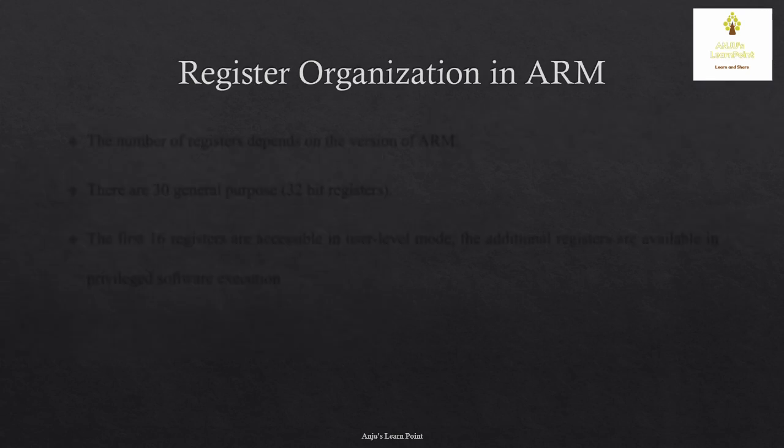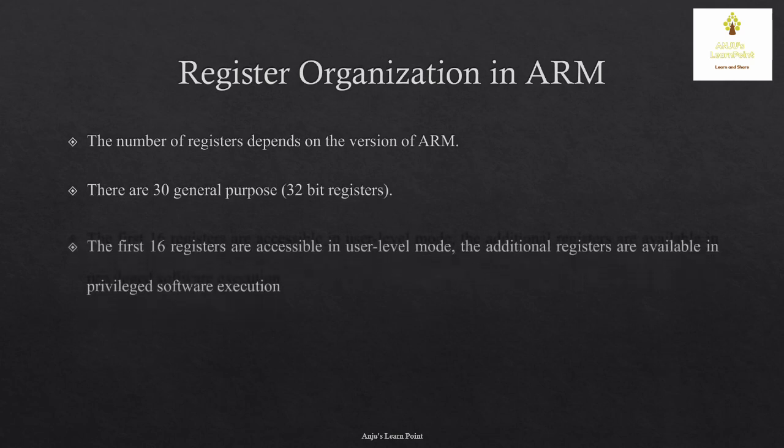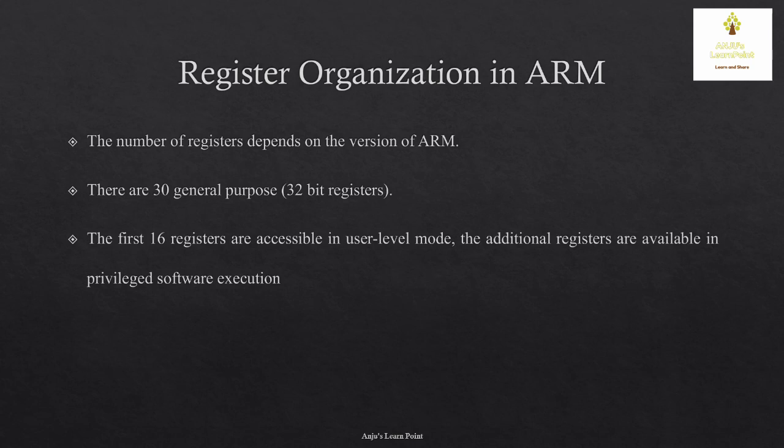So, register organization in ARM. The number of registers in ARM mainly depends on the version of ARM. So we can say that there are 30 general purpose registers, each of 32 bits. The first 16 registers are used in the user level mode, whereas the additional registers are available under conditions where exceptions are being used. The 16 registers accessible in the user mode can be categorized into two, that is general purpose as well as special purpose registers.